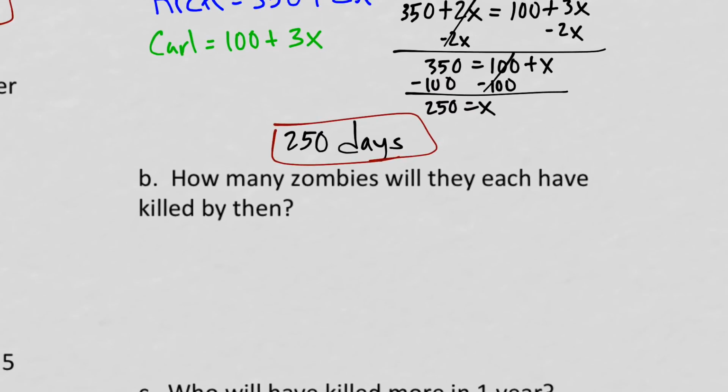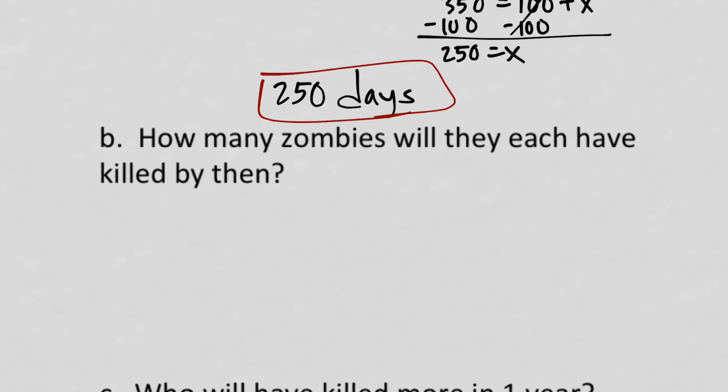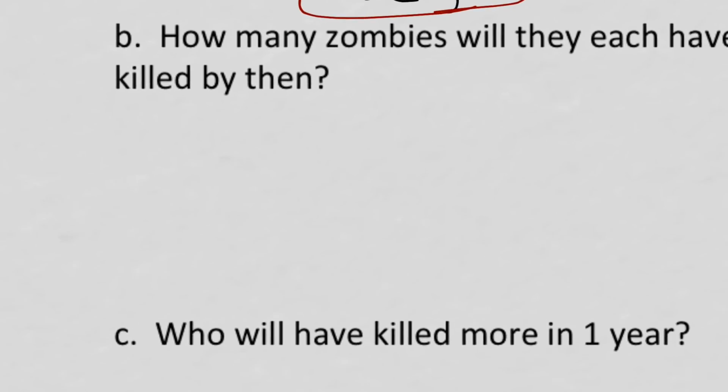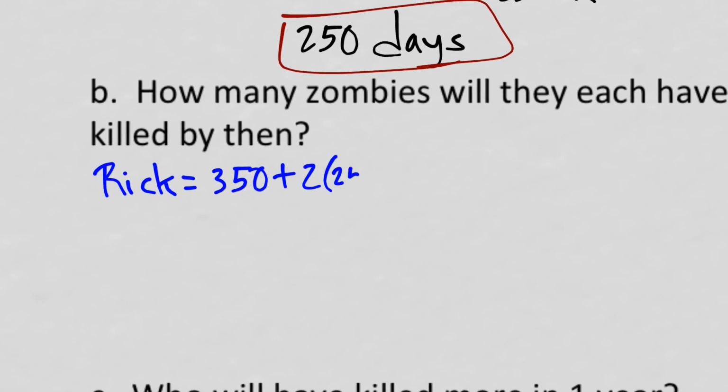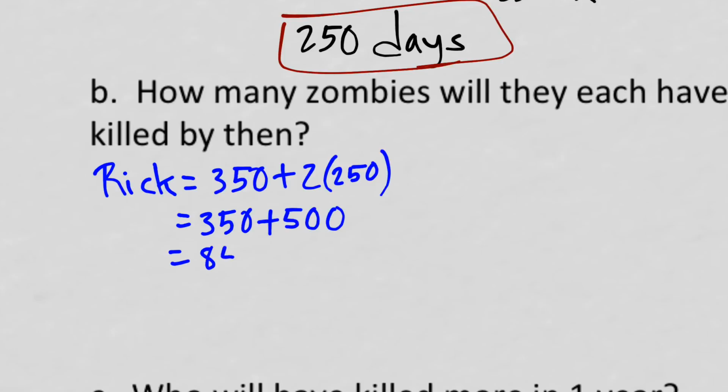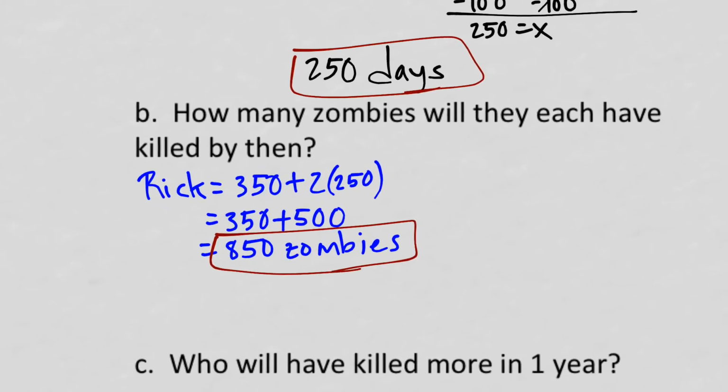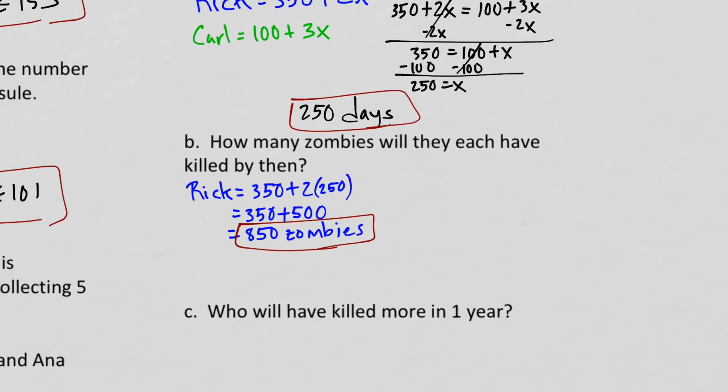So what you need to do is plug in 250 into both of them, either Rick or Carl. Actually, you just need one of them to see how many they have. So Rick is 350 plus 2x. Instead of x, I'm going to plug in 250, which is the number of days. That's 350 plus 500, and that's going to be 850 zombies, or walkers. So in 250 days, Rick will have killed 850 zombies, which is the same number as Carl.